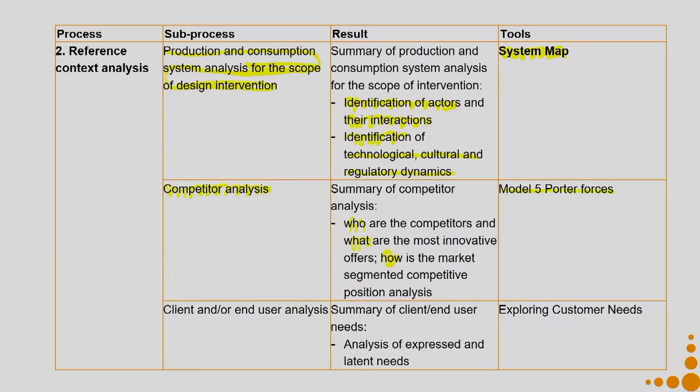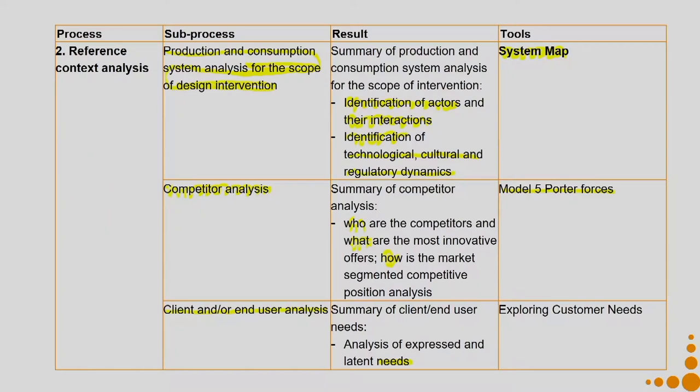Then my next sub-process is client and/or end user analysis. Why is this done right now? Because now I know my scope of intervention and my competitors, I again do an analysis of my users, the consumers. Client and/or end user analysis means the analysis of the customer so that I know their needs, that is, analysis of their expressed and latent needs. Needs might be expressed explicitly by a customer, and there might be certain needs which are not expressed clearly but are latent needs, which I analyze using an exploring customer needs tool.